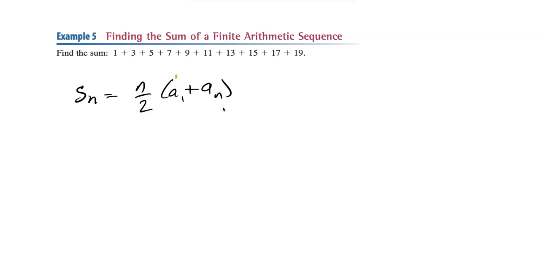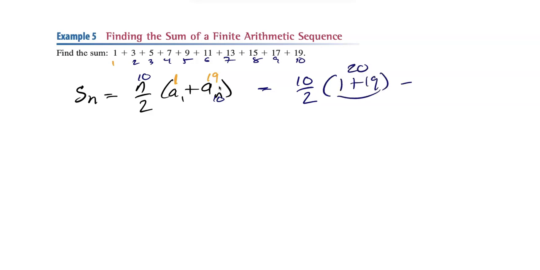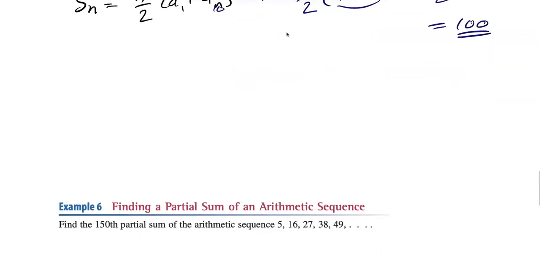So a1 is 1. This is my an, so 19. But we also need how many terms. We actually have to count them. So there's 1, 2, 3, 4, 5, 6, 7, 8, 9, 10. So 10 terms. This was a10. So 10 over 2 times 1 plus 19. So this is 20. So you get 10 over 2 times 20. So 200 divided by 2 is 100. So that's how you find the sum of a finite arithmetic sequence.